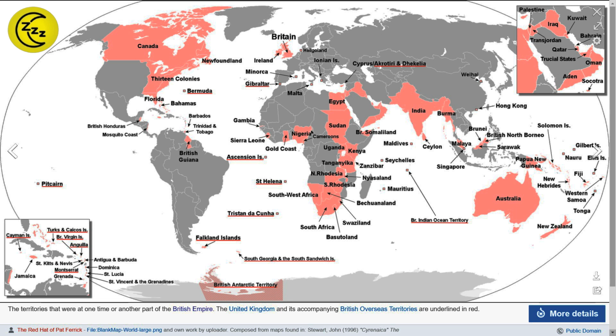The British Empire, a worldwide system of dependencies, colonies, protectorates, and other territories that over a span of some 3 centuries was brought under the sovereignty of the Crown of Great Britain and the administration of the British government.